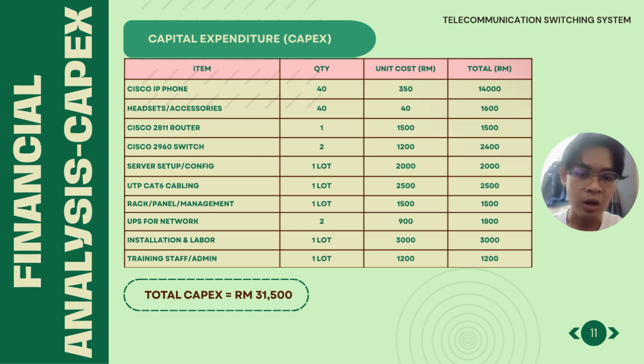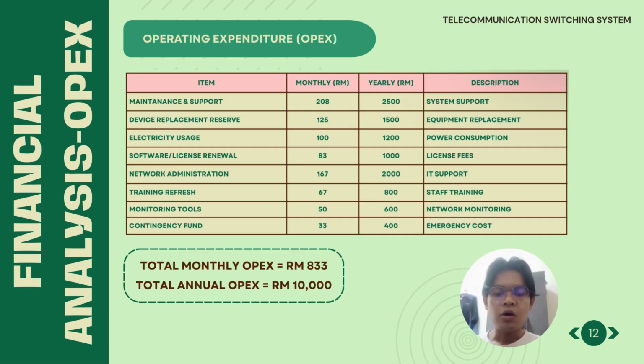So we are going to our next slide. Alright, our next slide is the final analysis, which is OPEX. The total operating cost is around 830 ringgit per month, which is equivalent to 10,000 ringgit per year. The cost covers the ongoing expenses required to keep the system running efficiently.